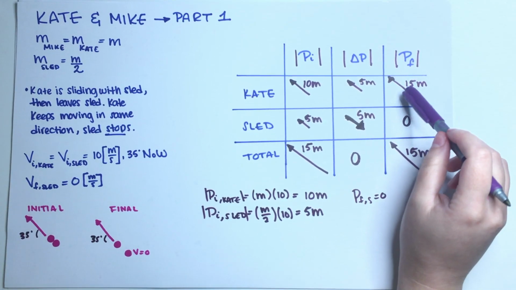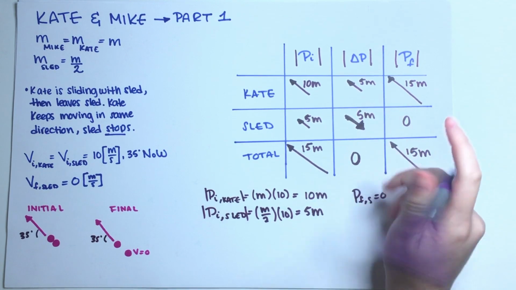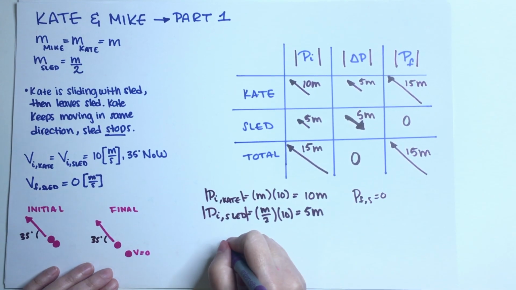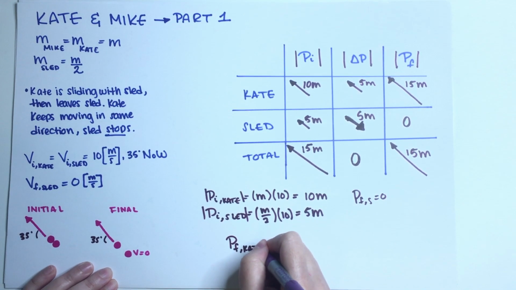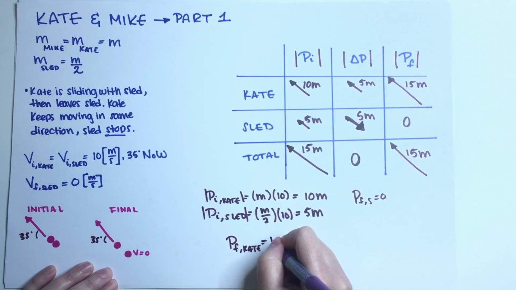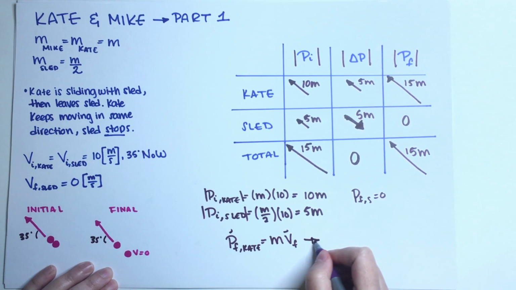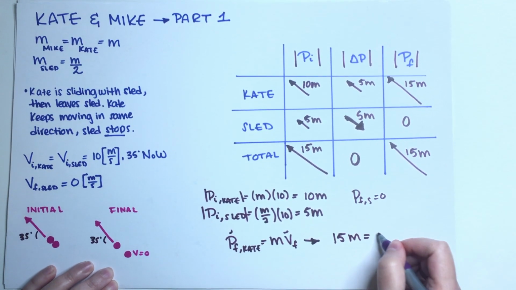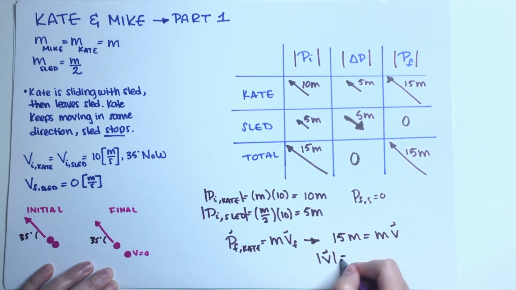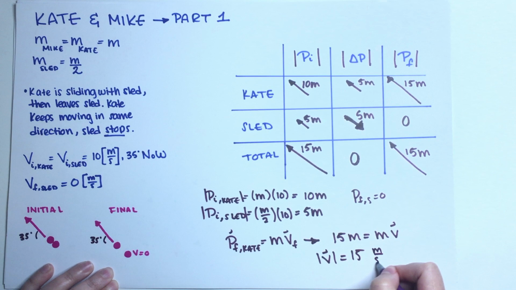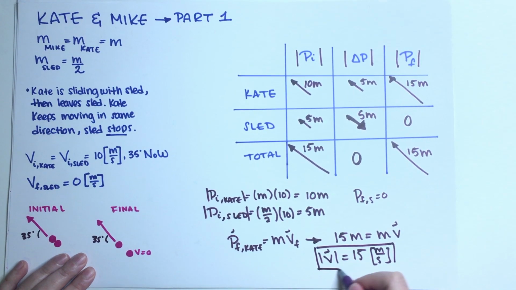So now we have the final momentum for Kate, but the instructions are asking us for Kate's final velocity. But that is very straightforward because the final momentum for Kate is just Kate's mass times her velocity. So 15 m is equal to mass times velocity. So that means that her velocity magnitude is equal to 15 meters per second. And that would be it. So that would be the final answer for part A.